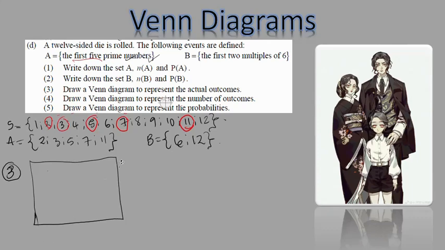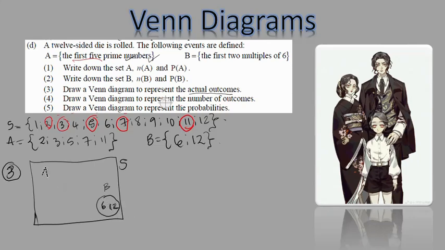Remember to put an S for sample space. It always needs to be there. I realize that I have event B. Let me do a small circle for B here. There is B. The first Venn diagram I must do is the one showing actual outcomes. I must show the outcomes. So in event B, the outcomes are 6 and 12. Hope it's visible there.